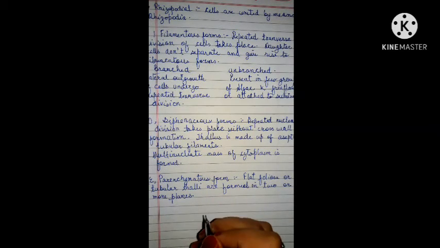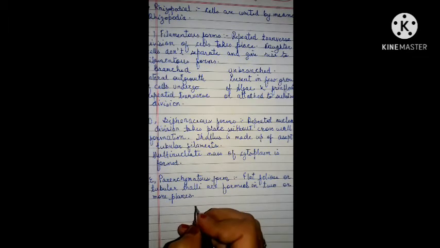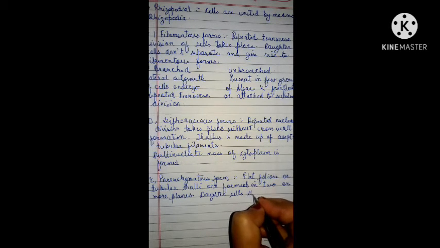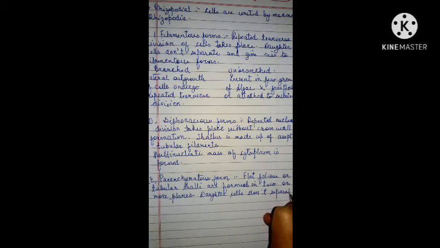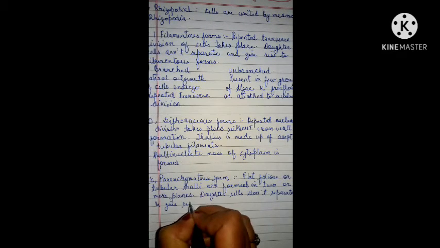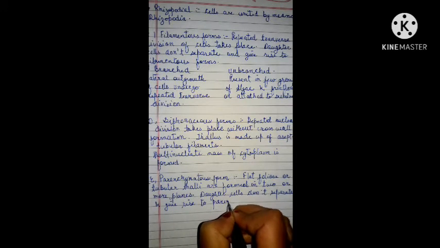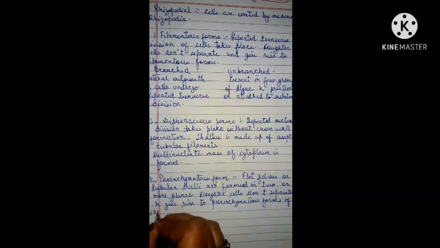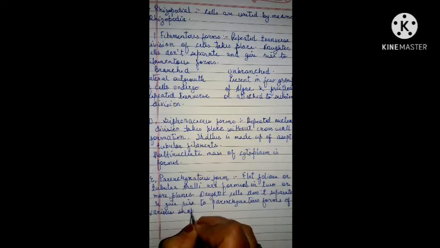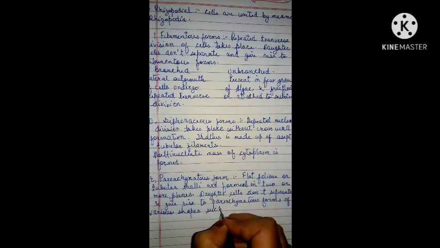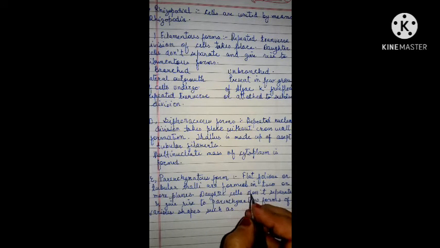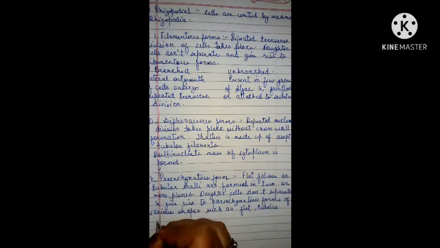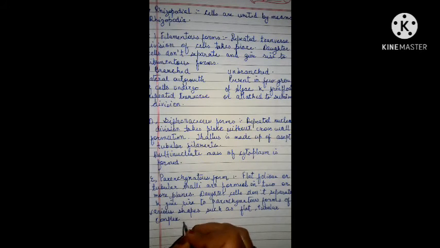The daughter cells do not separate and give rise to parenchymatous forms of various shapes, such as flat, tubular, complex, etc.